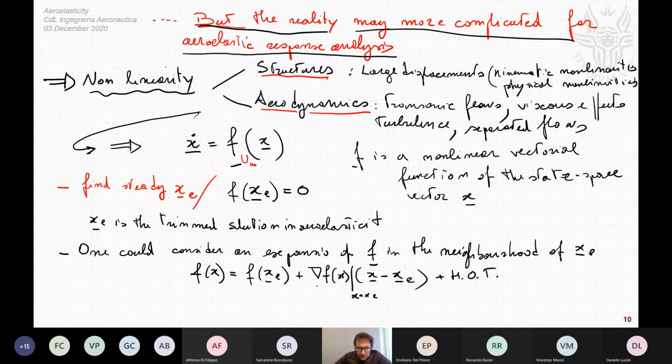Now this quantity, this gradient, what is this gradient? This gradient is a matrix. If we are talking about the n-dimensional discretized space, we have an n-dimensional state space vector.